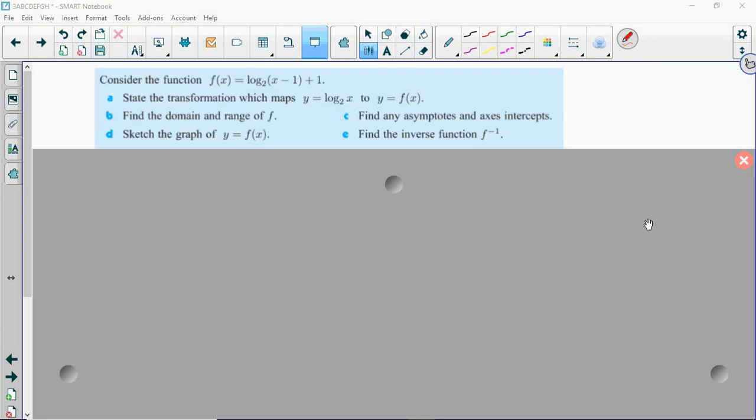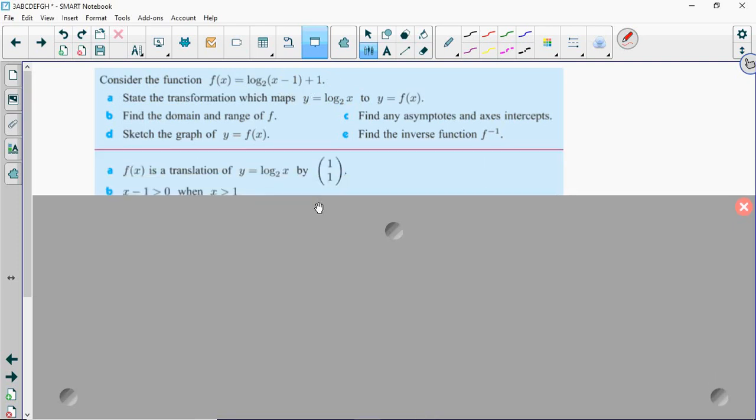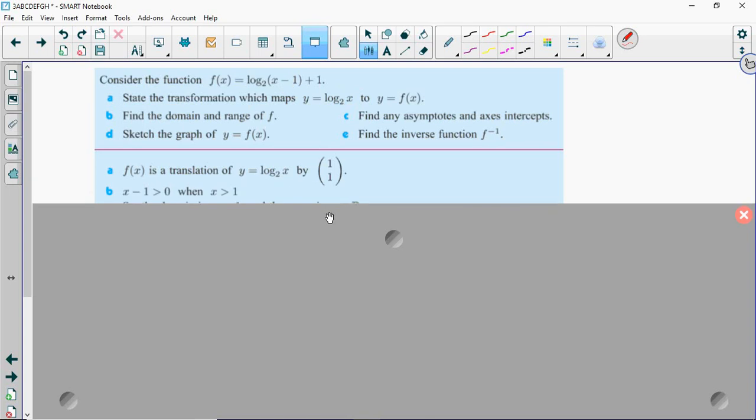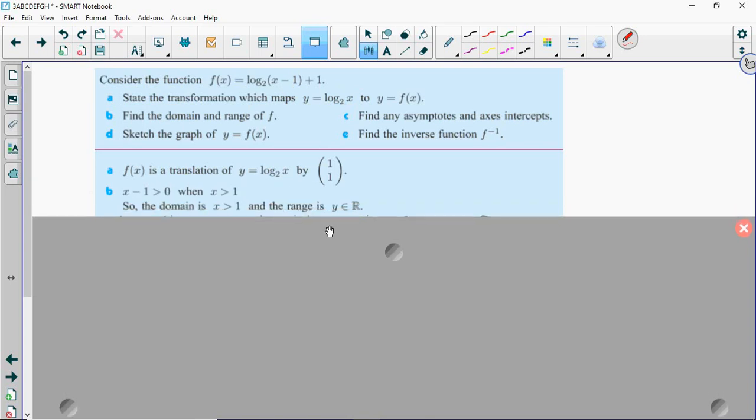So let's do some stuff with a graph here. For starters, let's think about function transformations. How can we get from log base 2 of x into this function here, f of x? Well, right here I see a transformation 1 unit to the right and 1 unit up. We can write that as a vector like that. Letter B, domain and range of f. Well, I know that the domain of a normal logarithmic function is going to be x greater than 0. This has been moved 1 unit to the right, so our domain should be x greater than 1. Our range is still going to be all real numbers.